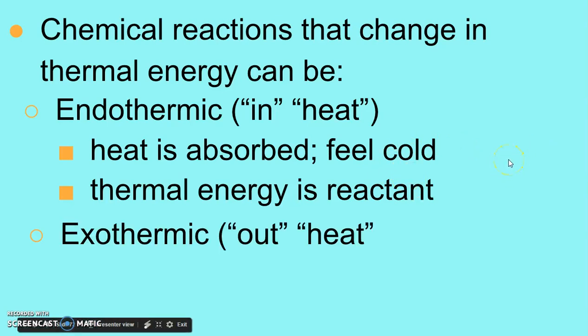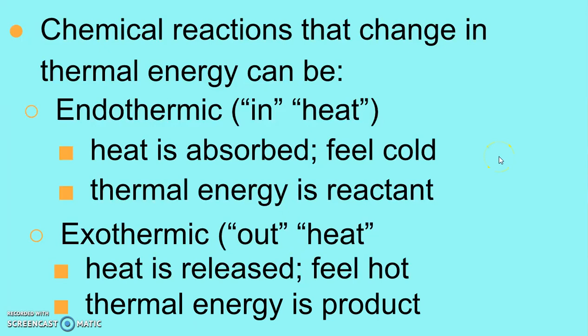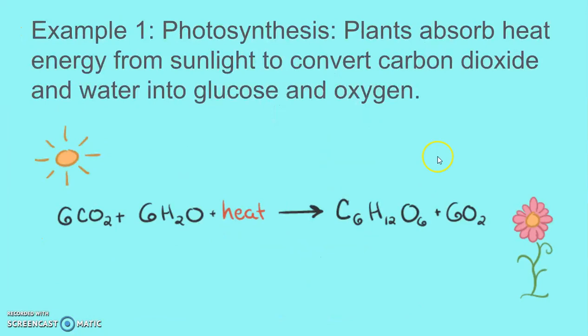Exothermic reactions mean out in heat. So heat is going to be released out. Bonds are broken, so heat is going to be let out into the system. Heat is released. These are going to feel hot. We've done a couple of chemical reactions where you've touched the side of it and it's felt hot. So thermal energy is going to be a product because it's something that is produced by the reaction.